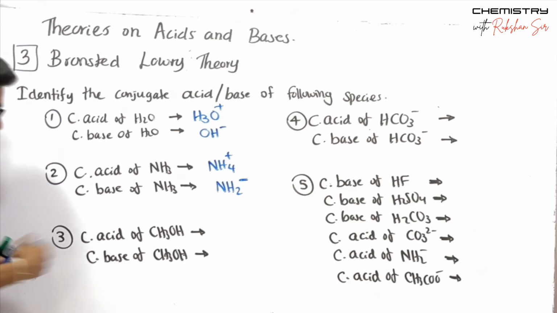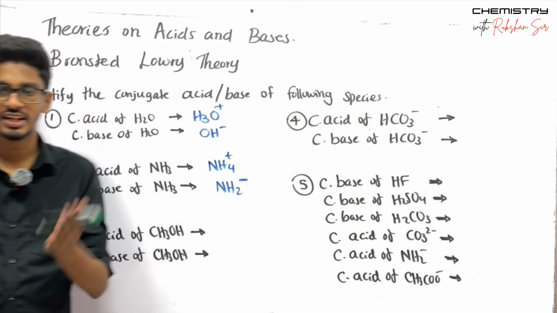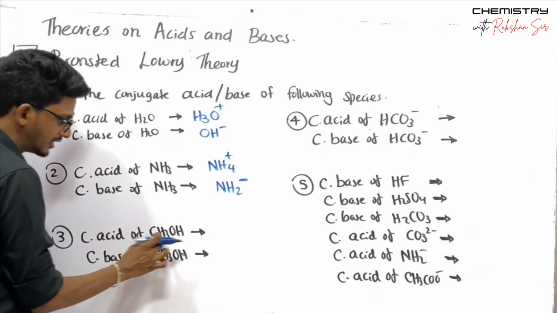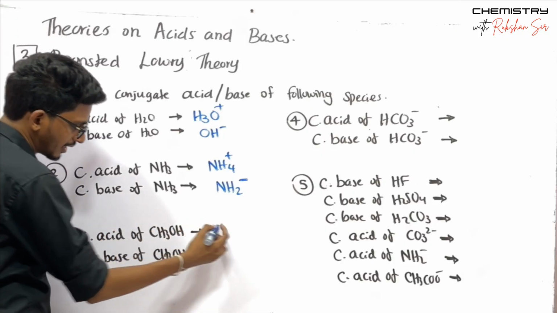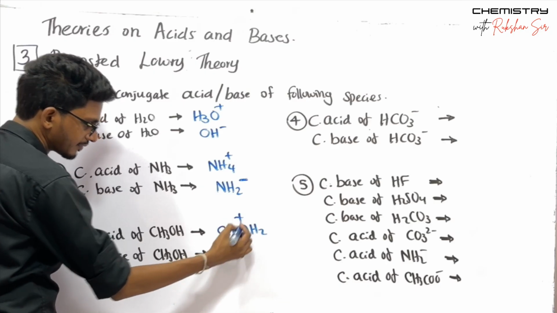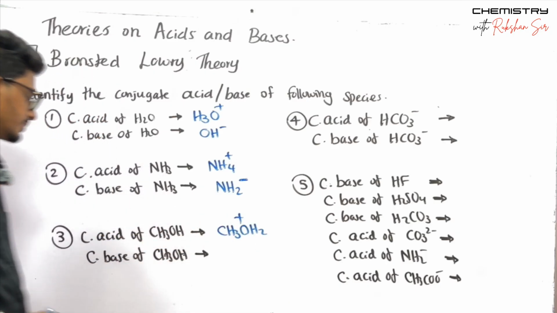Conjugate acid of CH3OH. To come up with the acid, we are supposed to add an H plus. Acids are the ones with more H pluses, so we add some H plus to this one. CH3OH with H plus will be CH3OH2 plus. OH with H plus, OH2 plus.